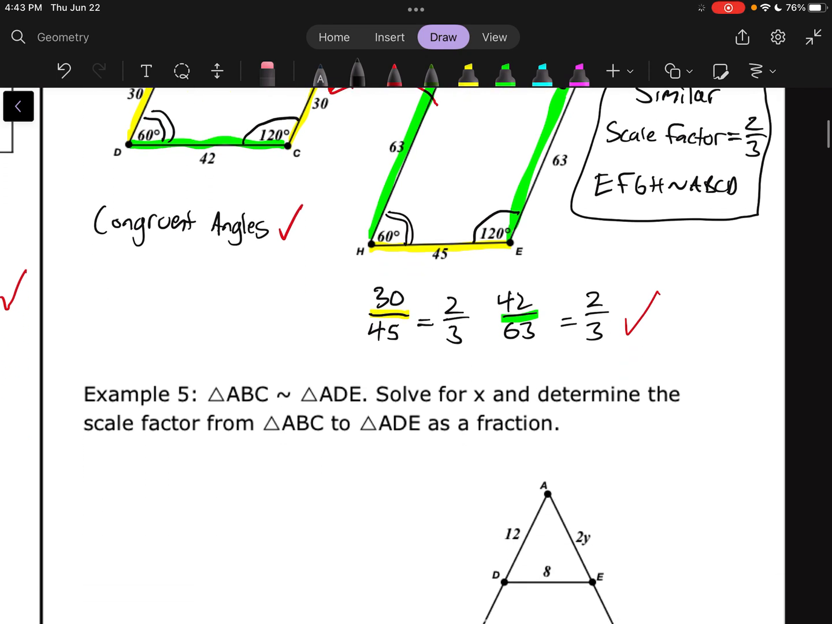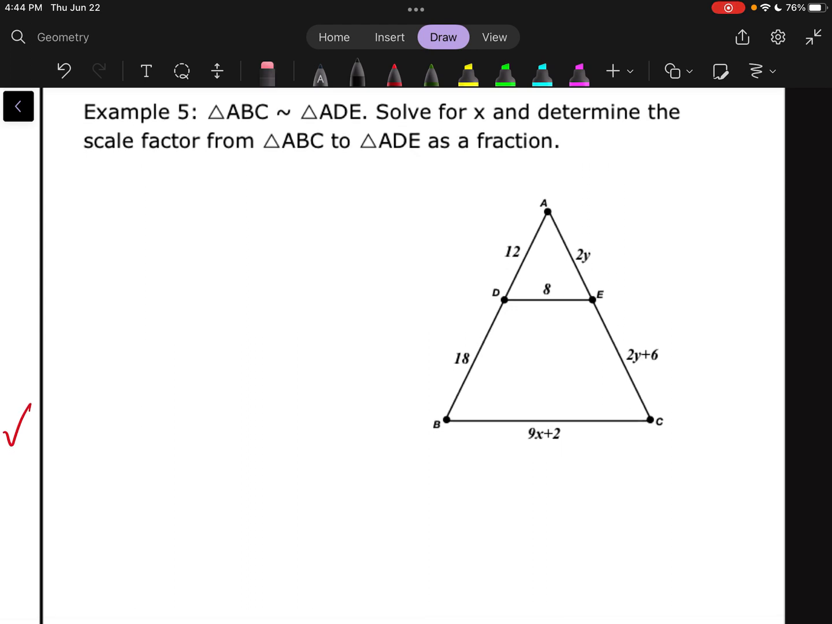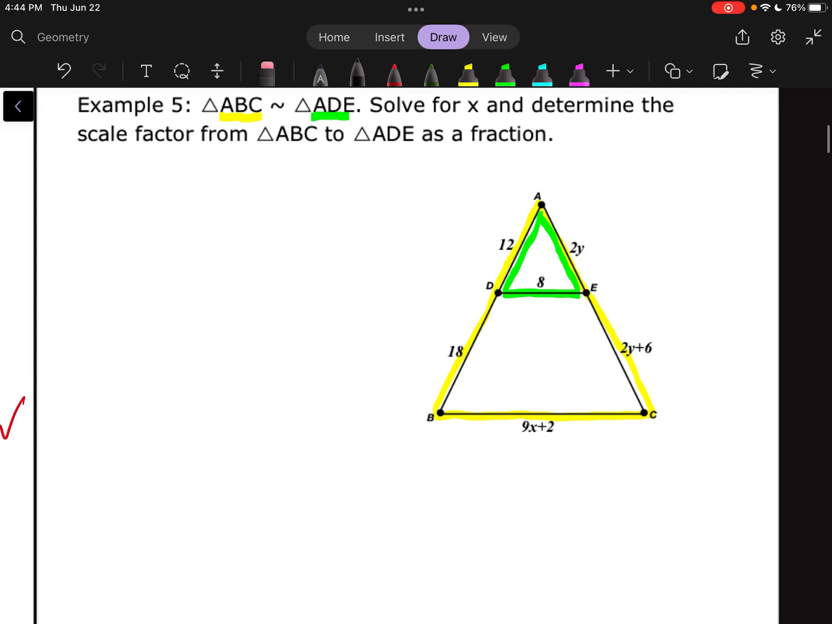Now for our last example in the notes here. It says ABC similar to ADE, solve for X and Y, and determine the scale factor as a fraction. Okay, now to get things started here, take a look at this. This one's weird because these triangles are overlapping, and sometimes that can be confusing. We are saying that this big triangle is similar to the small triangle. Okay, so we need to be very careful with how we are setting up these ratios.